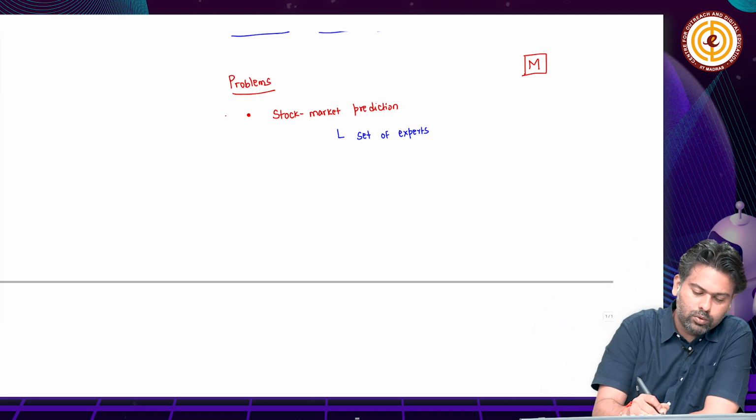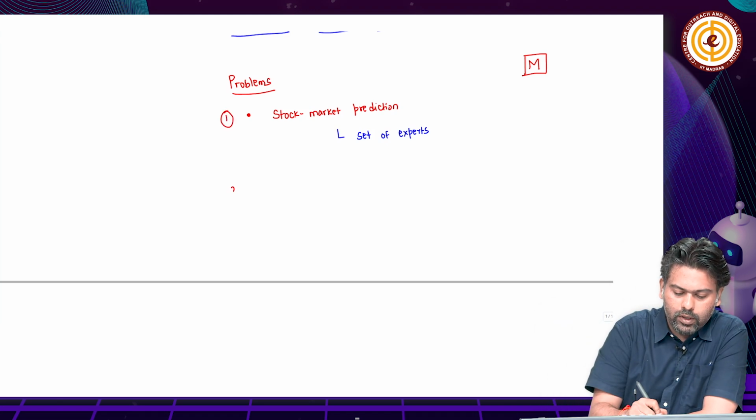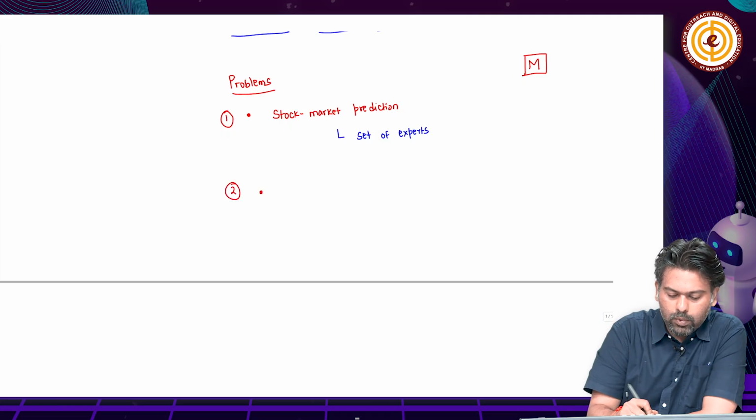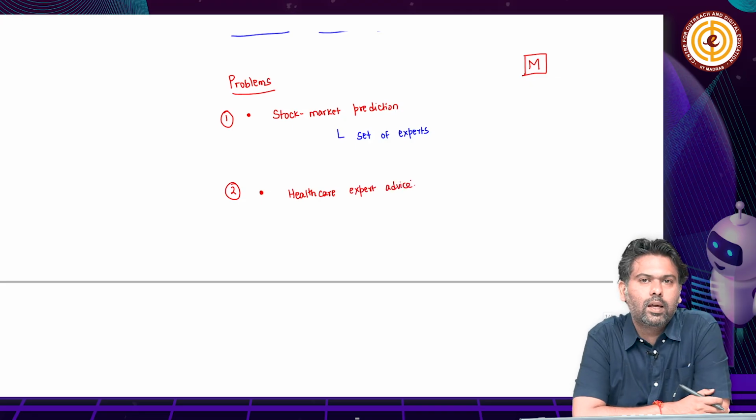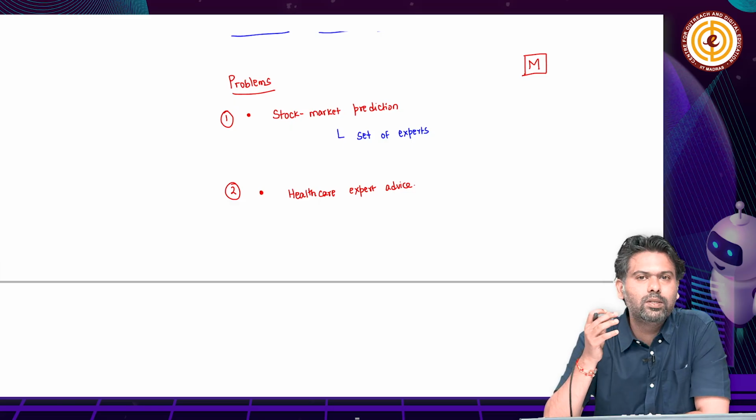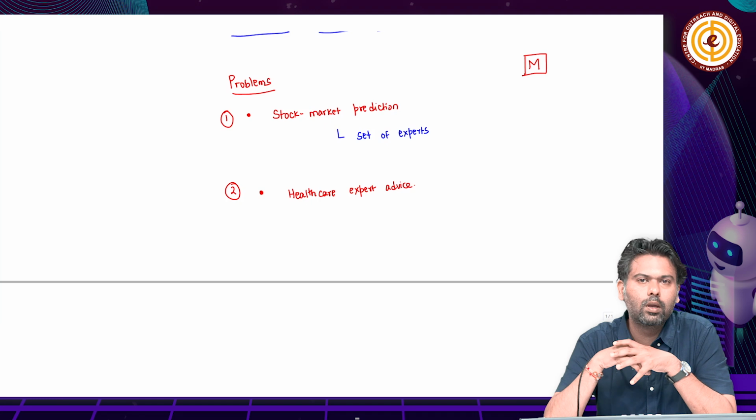Now, problem number 2. This is problem number 1 that we have already seen. Now I am going to tell you problem number 2, which is healthcare. I am going to call it healthcare expert advice. Okay. In this problem, you are going to imagine yourself as a doctor.